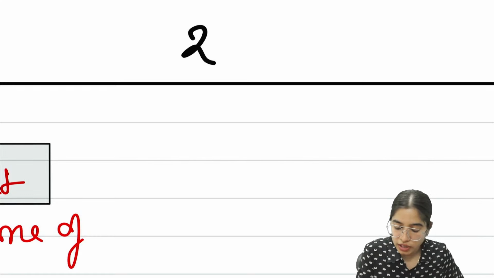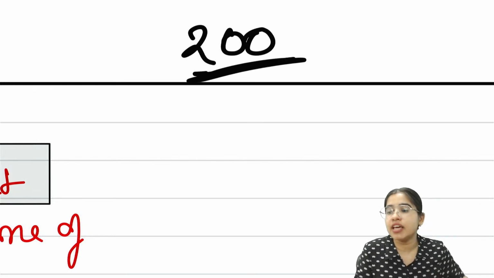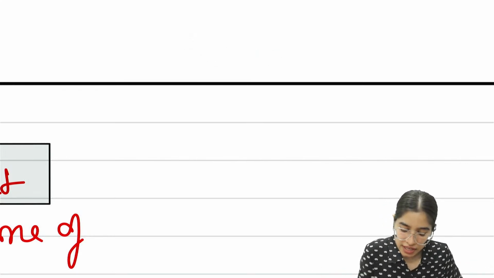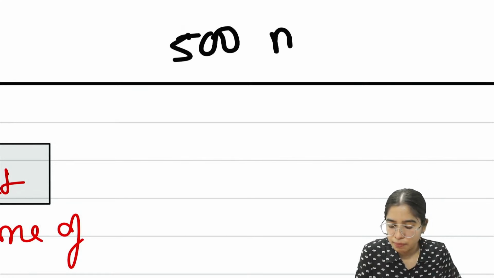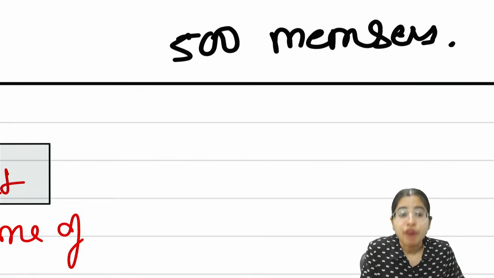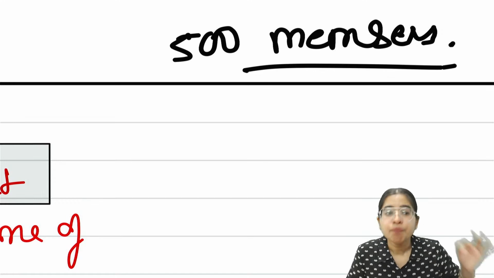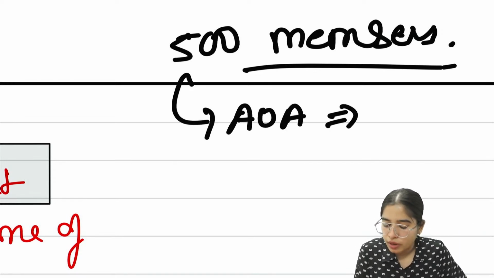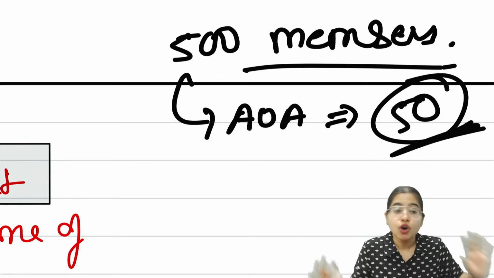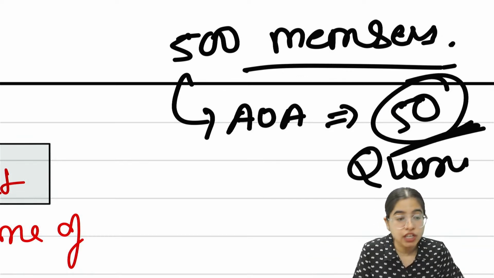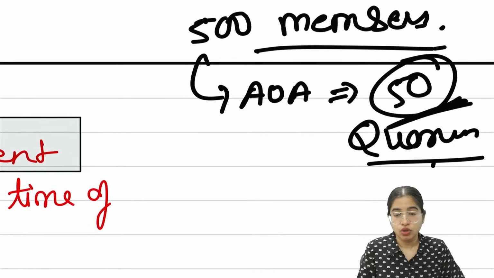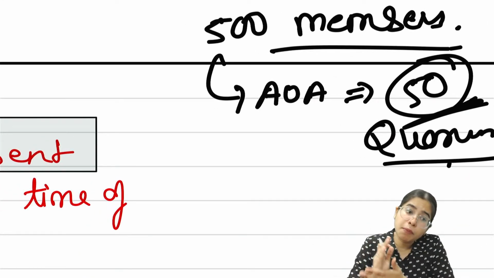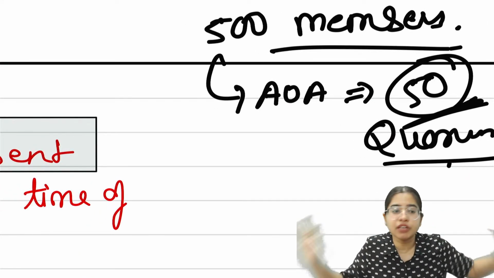Let's say there are 500 members in a company, and in the articles of that company, a quorum of 50 is prescribed. That means a minimum of 50 members must be present, then only the meeting will be held. Otherwise, the meeting will not be held.